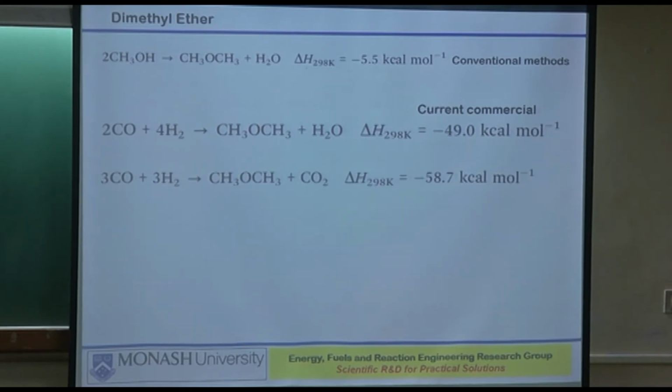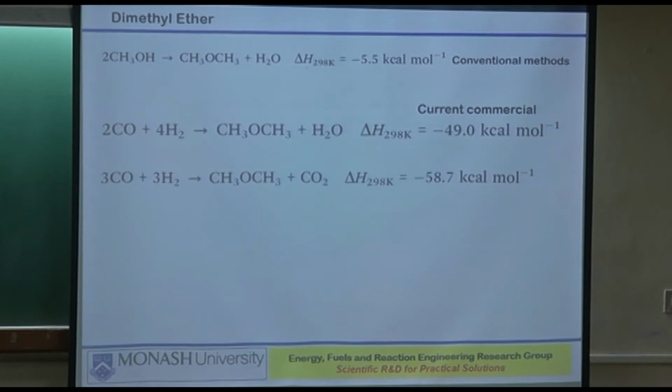Either way, the energy requirements, so the temperatures and the pressures, are very, very similar for both of these cases. You'll be looking at 30-40 bar, about 400 degrees Celsius. So these are commercially available.